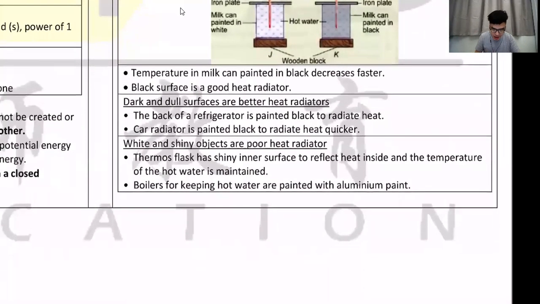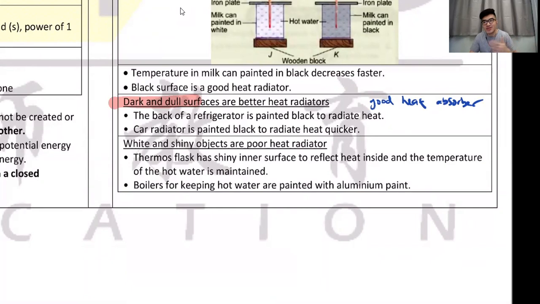Okay, a dark and dull surface. If your surface is dark like black, dull like not shiny, they are very good in giving out heat. They are also good heat absorbers. If you can absorb heat well, you can radiate heat well. It's the same. So if you wear a black t-shirt and go under the sun, your t-shirt heats up very quickly. It gets very hot. But when you go into an aircon room, this thing cools down very quickly.